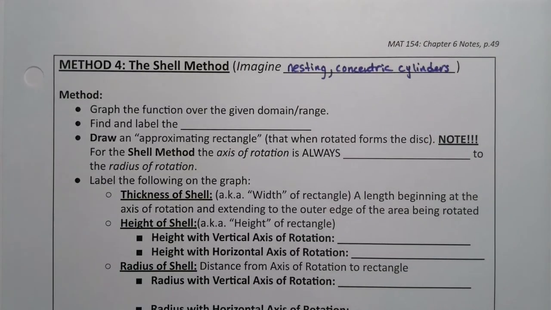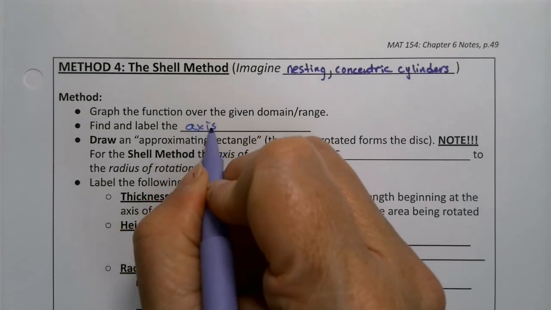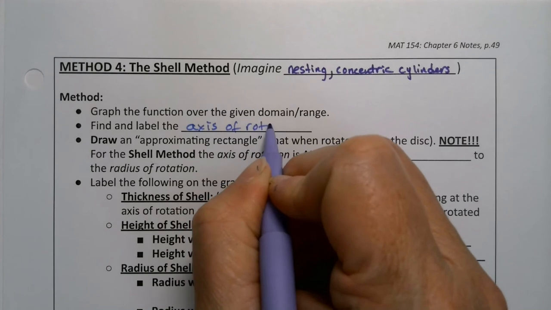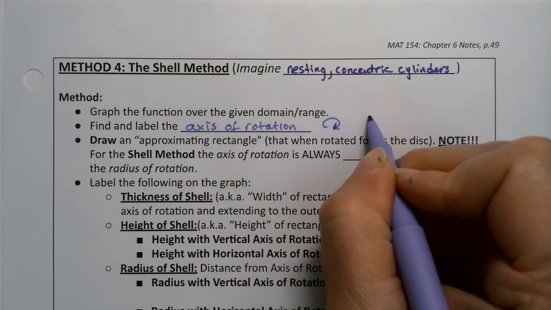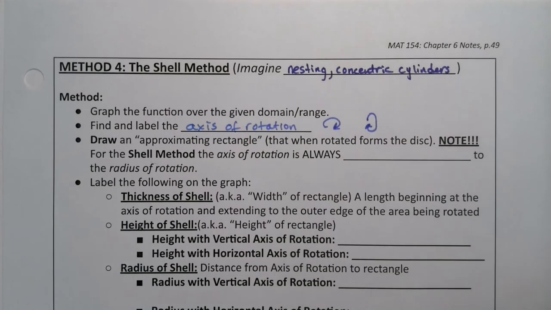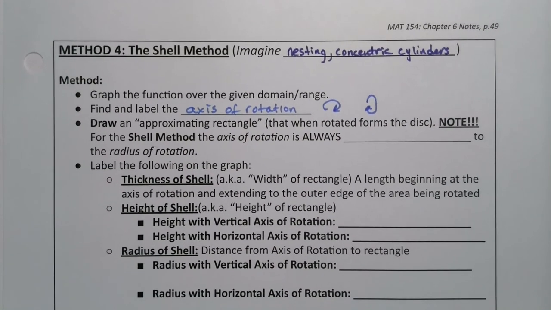All right, so we graph the function over the given domain and range. We find and label the axis of rotation, as per usual, either with an arrow like that or an arrow like this, depending on which way we're going. We draw an approximating rectangle, as always.